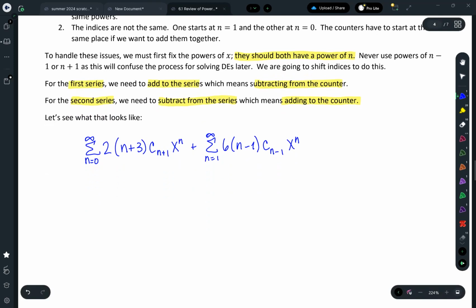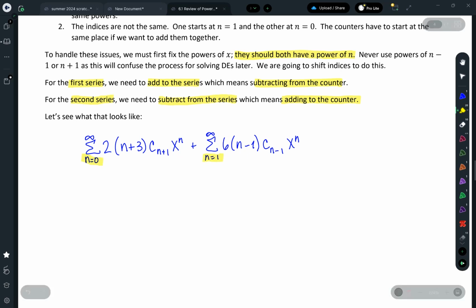That is not finished though, because now, although we have the n's, the power for x, we do not have the same starting point for our series. So we have to fix that, okay?